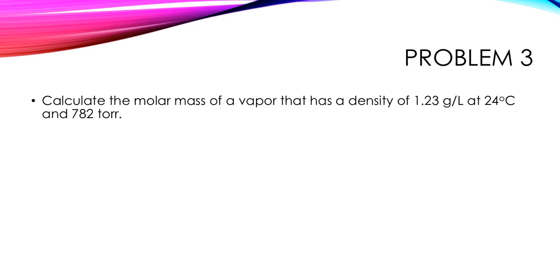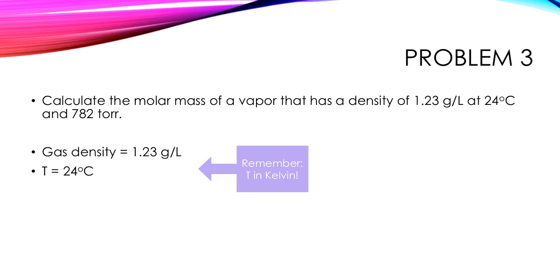All right. So let's find the molar mass of a vapor that has a density of 1.23 grams per liter at 24 degrees Celsius and 782 torr. So we're given the gas density. The temperature's in Celsius, but of course you remember that we have to convert our Celsius temperature to Kelvin. So let's go ahead and do that.